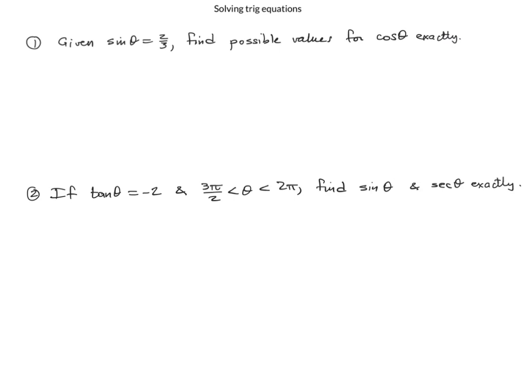All right, so this lesson's about solving trig equations. And we've got this problem: given sine theta equals 2/3, find possible values for cosine theta exactly. So first of all, when I say sine theta equals 2/3, what I really mean is y over r equals 2/3. And therefore, there are two possible scenarios where I can do that.